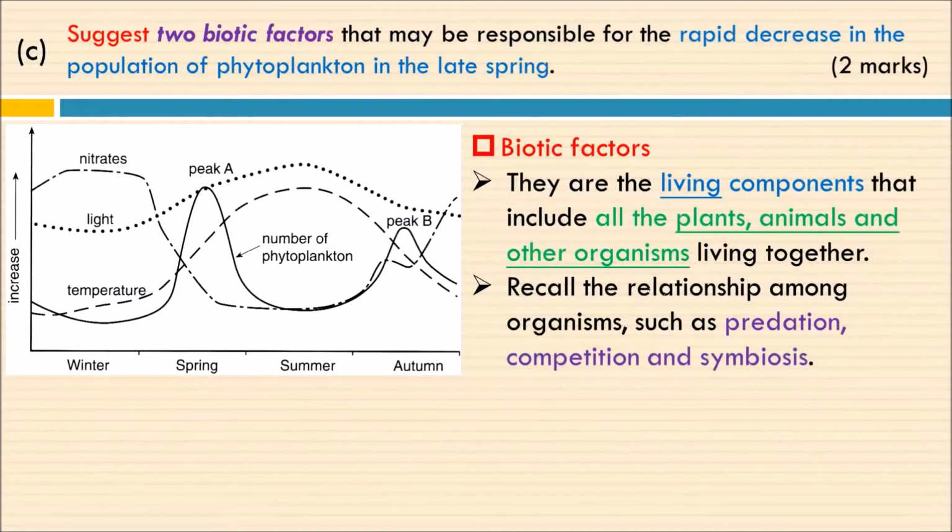In part C, we need to suggest two biotic factors which may be responsible for the rapid decrease in the population of phytoplankton in late spring. This question is checking your understanding of the biotic factors, which are the organisms. Among different organisms, there are different types of relationships such as predation, competition, and symbiosis. It is also the concept being checked in this question.